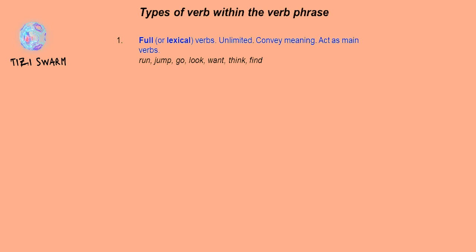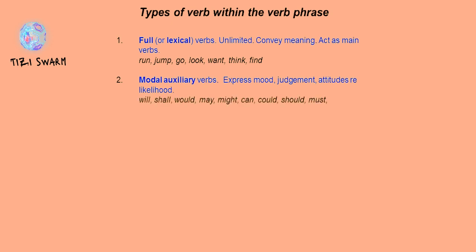Another type of verb are modal auxiliary verbs, and we use these to express subtleties of mood, judgment and attitudes, how likely something is. And the modal auxiliary verbs are these: will, shall, would, might, may, can, could, should and must. These can't happen on their own in a sentence. They have to come together with a main verb. Okay, so the auxiliary verbs need a main verb with them. They can't stand on their own.